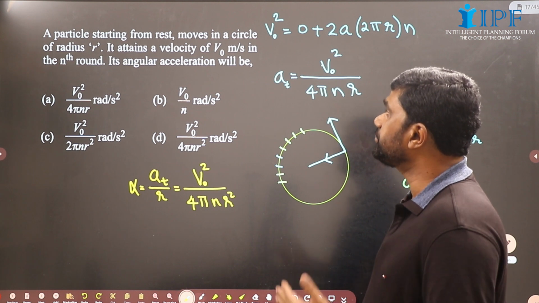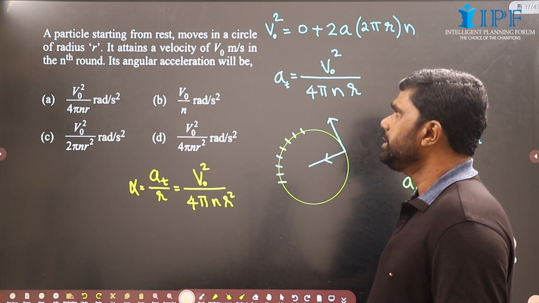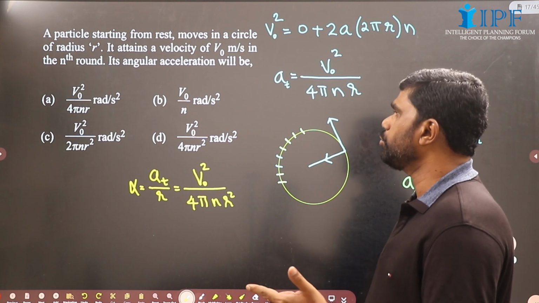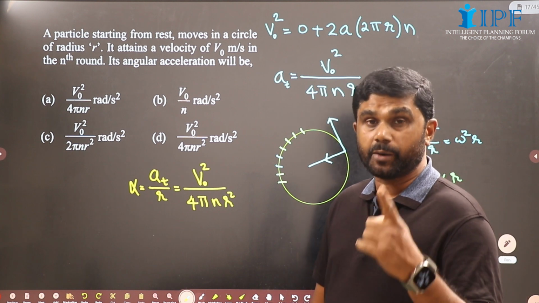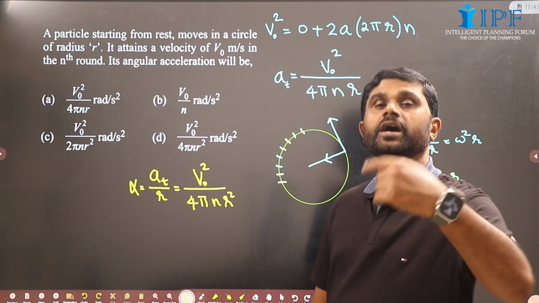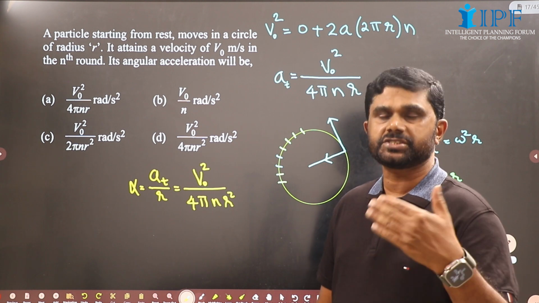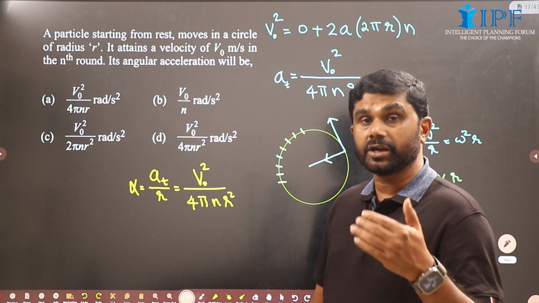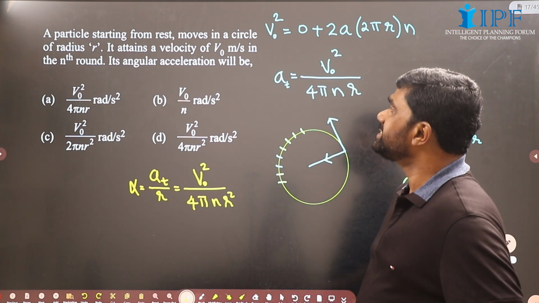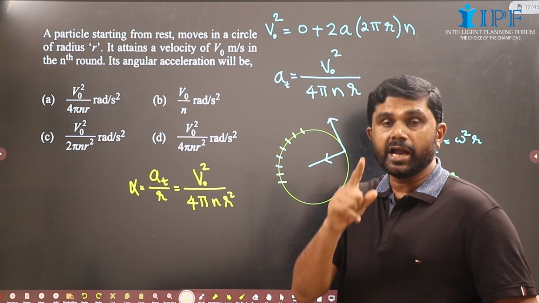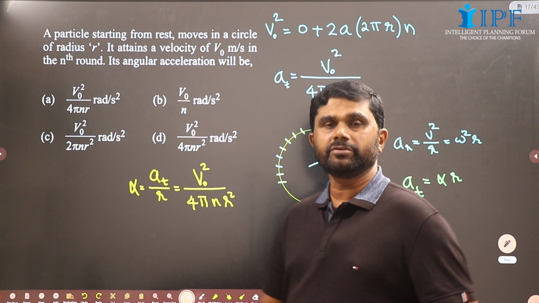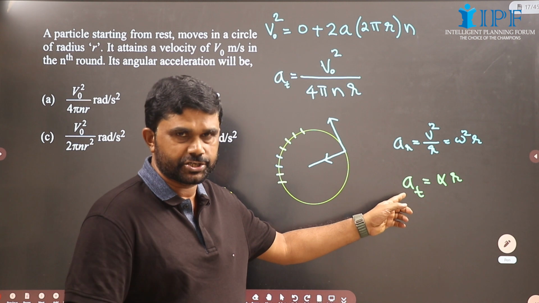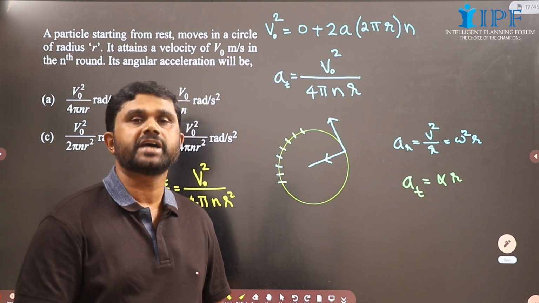Now let's see the next question. A particle starting from rest moves in a circle of radius r. It attains a velocity v0 meter per second after the nth round. After the nth round means after completing a distance of 2 pi r into n, since in each round it covers a distance 2 pi r. Its angular acceleration alpha is given by the tangential acceleration at equal to alpha into r.